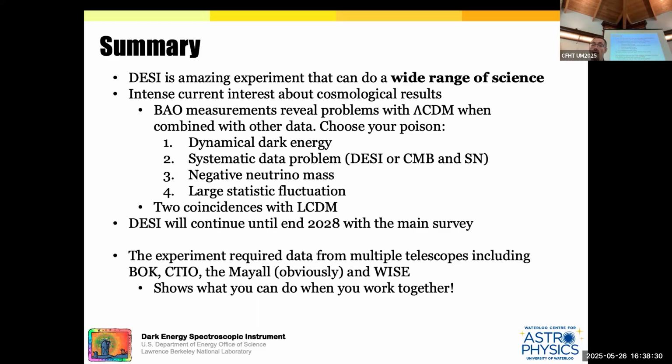The BAO measurements have revealed problems with lambda CDM. You can choose your poison: systematics, statistical fluctuations, dynamical dark energy. Nobody likes negative neutrino masses. Ask me about them if you want to, but it is a possible explanation that nobody believes.